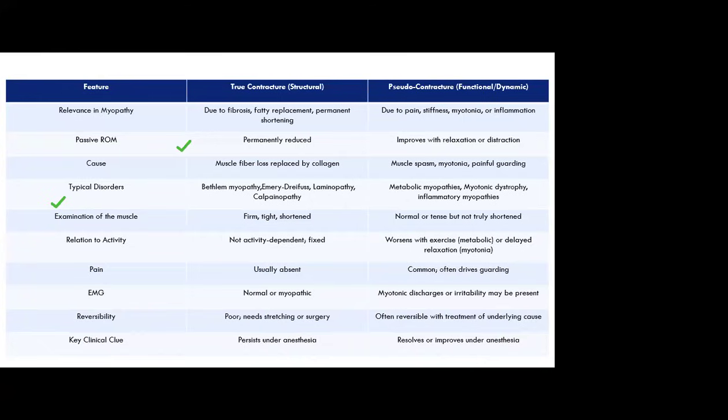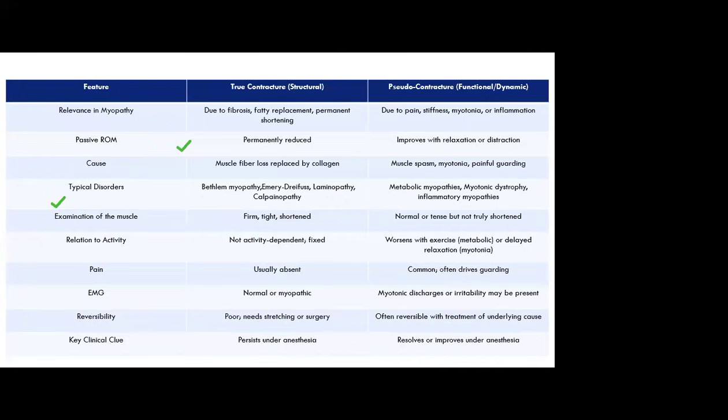The cause could be muscle fiber loss replaced by collagen, whereas pseudo contractures are caused by muscle spasm, myotonia, or painful guarding. The typical disorders associated with true contractures are Bethlem myopathy, EDMD, laminopathies, and calpainopathies, whereas pseudo contractures are seen with metabolic myopathies, myotonic dystrophies, and inflammatory myopathies.